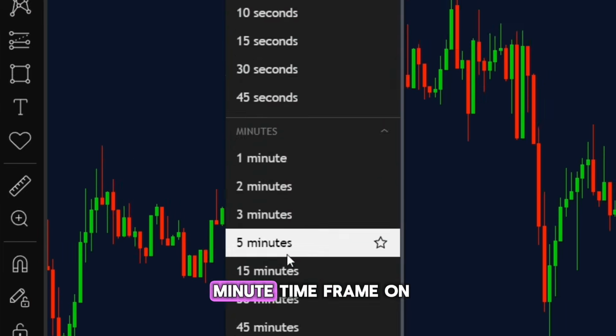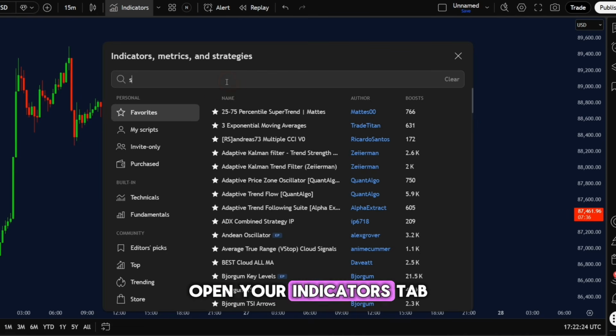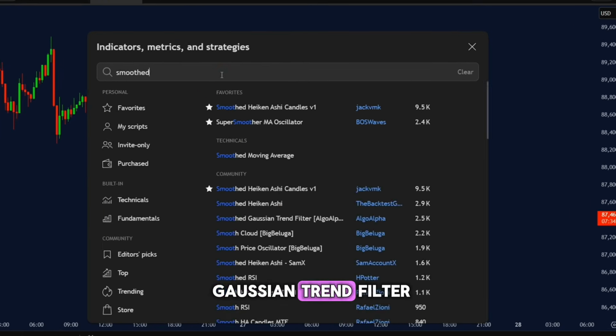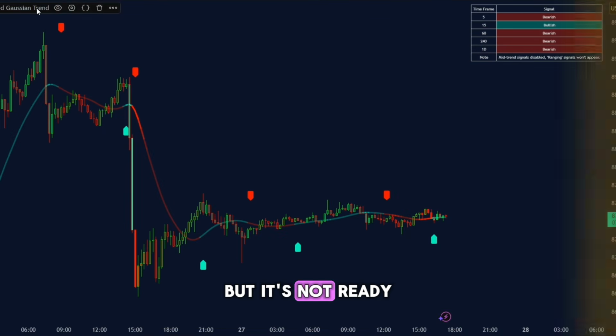Go to TradingView. I'm using the 15-minute time frame on BTC USD, but this works on almost any asset. Open your Indicators tab and search for Smooth Gaussian Trend Filter. You want the one created by AlgoAlpha. Out of the box, it looks cool, but it's not ready for what we need.